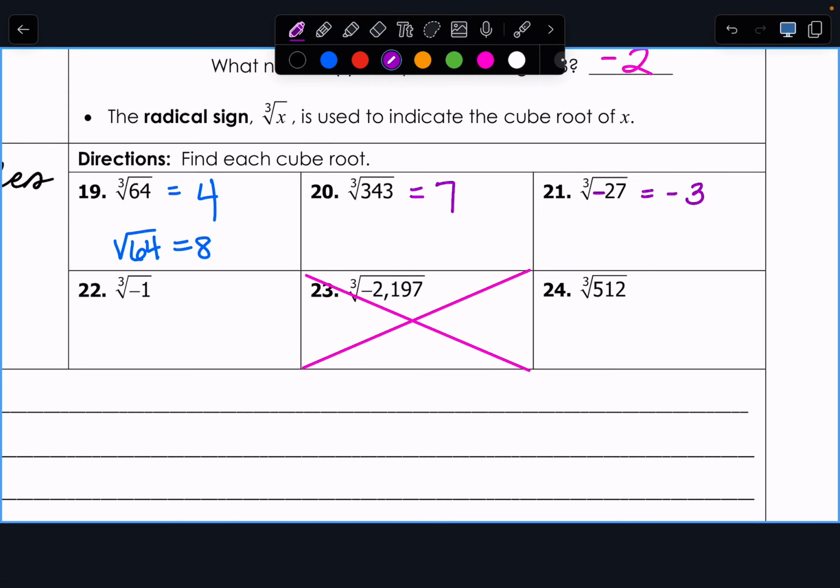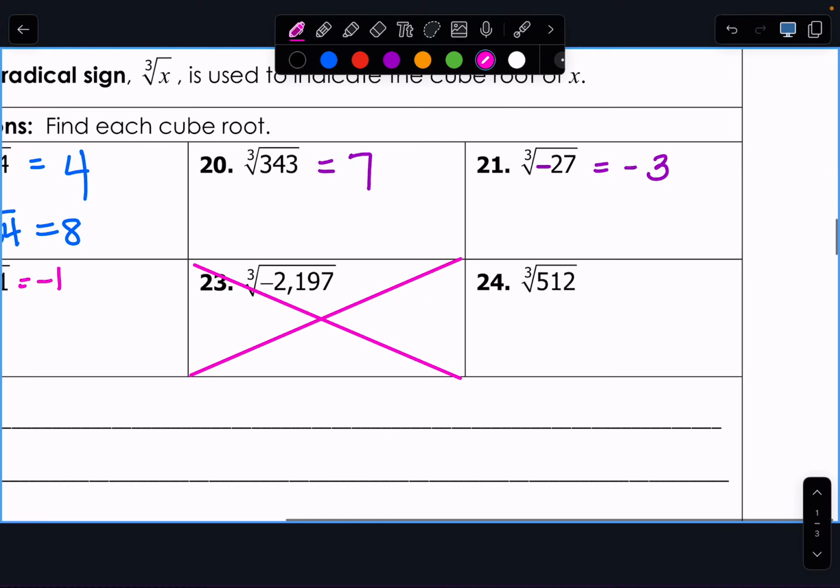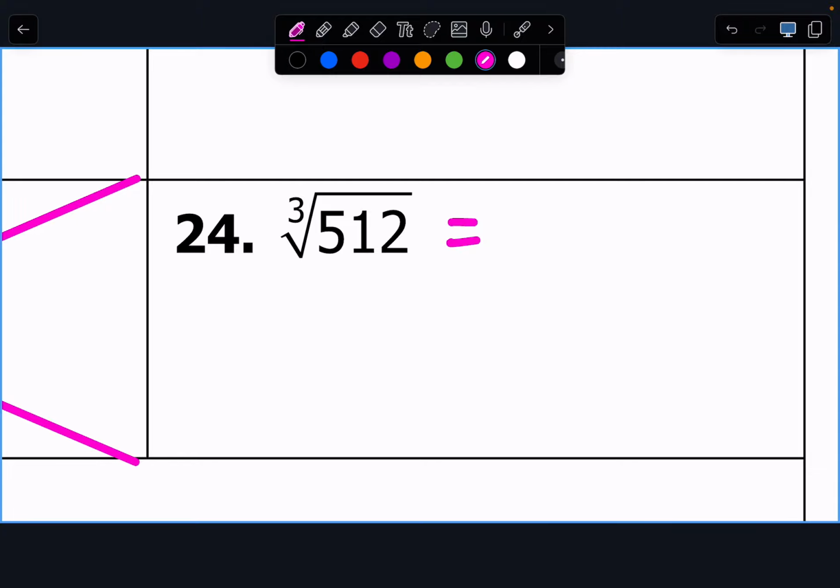All right, write down the answer you think is for 22 and 24. We're skipping 23. Write them down. Sophia, what did you write down for number 22? Negative 1, right? The cube root of negative 1 is negative 1. Okay? Matthew, what did you write down for 24? 8. The cube root of 512 is 8.